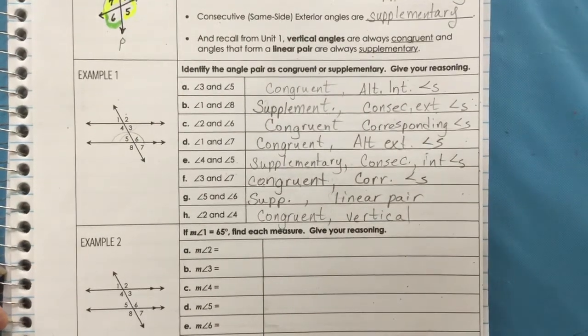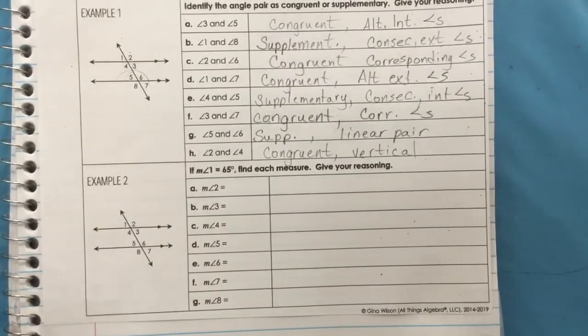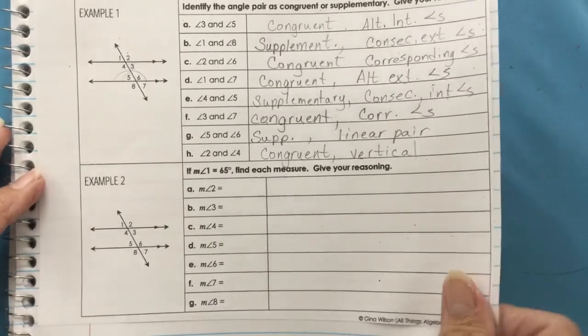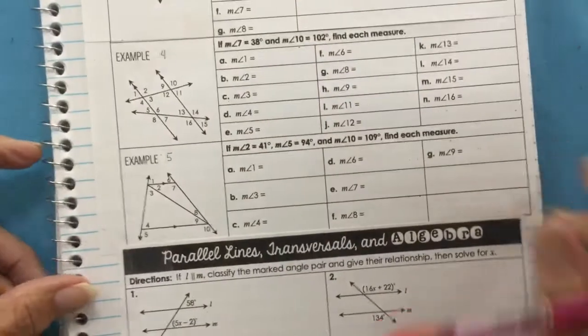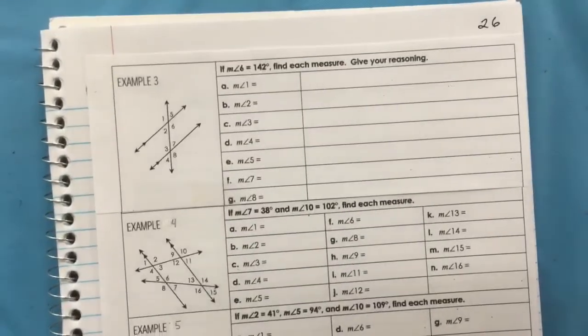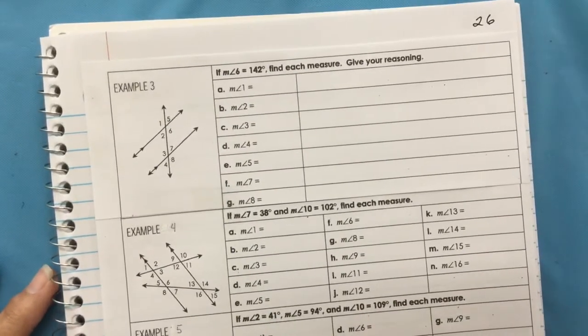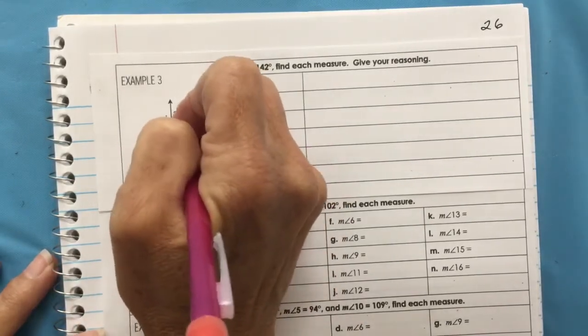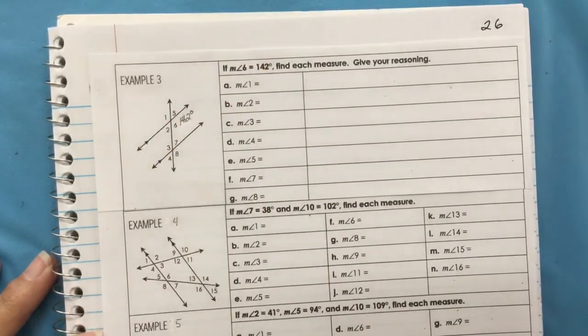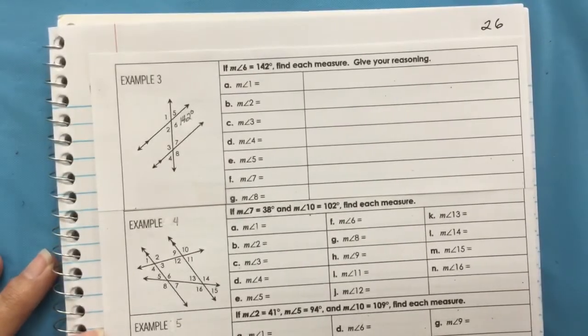And I'm going to save example 2 for you to complete on your own for practice. And now I'm going to turn the page to page 26. On 26, we're going to fill in all the missing angles. All that we know is angle 6 is 142 degrees. So I'm going to write that here, label my diagram. And now we're going to find all the other angles.